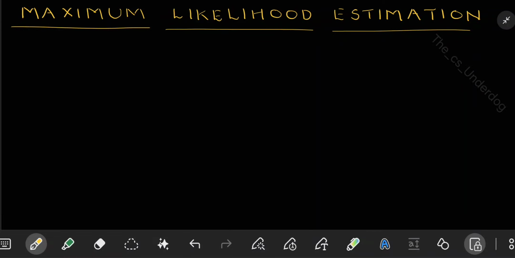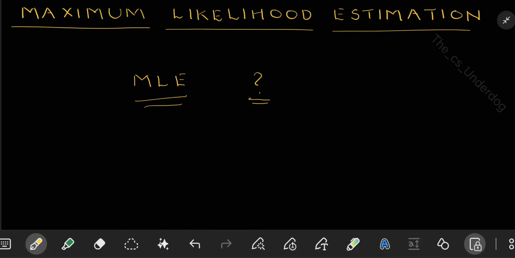Maximum likelihood estimation. As a machine learning student, in many places you would have heard this term maximum likelihood estimation. Maybe your professor would have written some log likelihood and then took the maximum likelihood estimation. If you have ever wondered why this maximum likelihood estimation is so important and what exactly it is, then this lecture is for you.